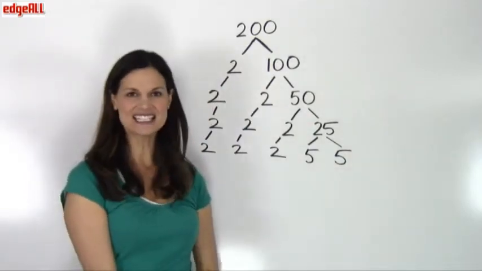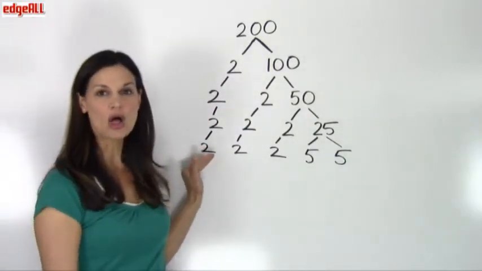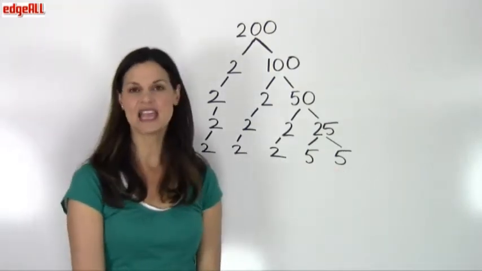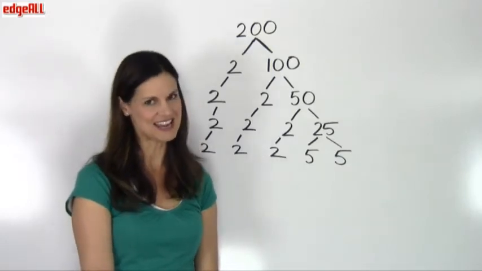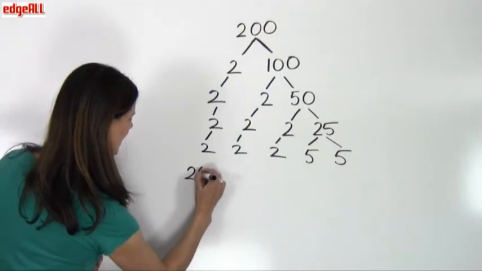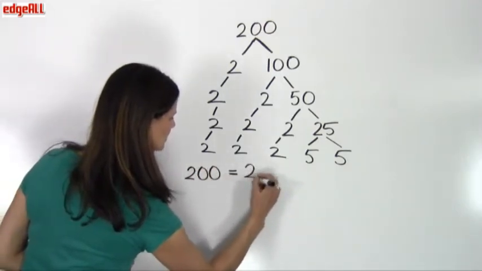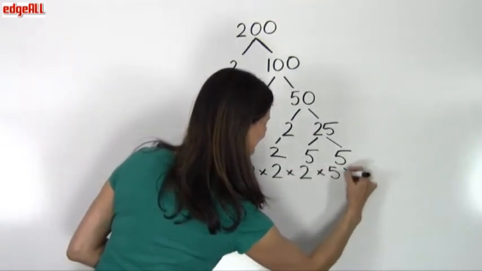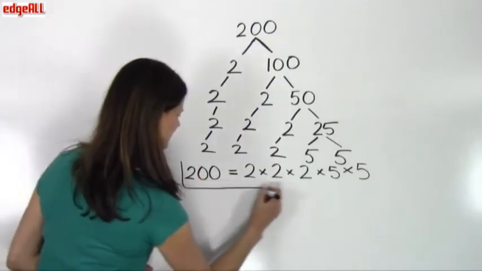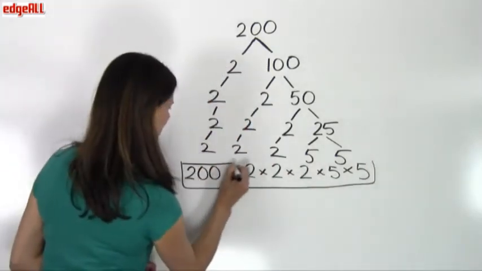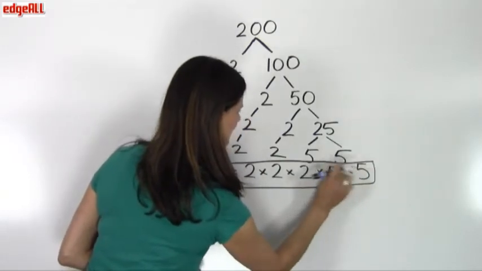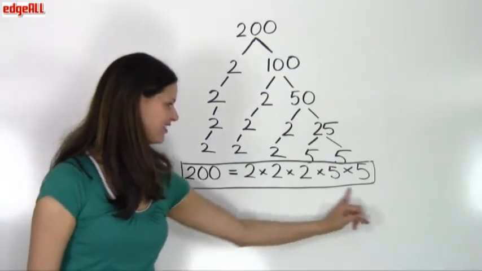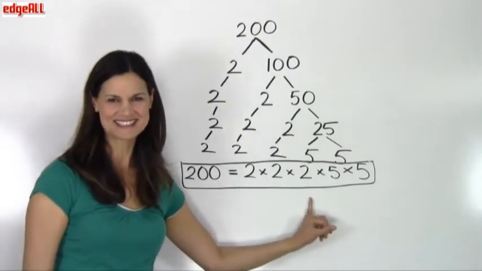So now, when I've gotten to this level of the pyramid, where all my numbers are prime numbers, 2, 2, 2, 5, and 5, I know that I'm finished with my prime factorization. The prime factorization then of 200 equals 2 times 2 times 2 times 5 times 5. I'll put a square around that since we have a lot of work up here on the board. And I can see then my prime factorization of 200 broken down to all the factors in their prime numbers.